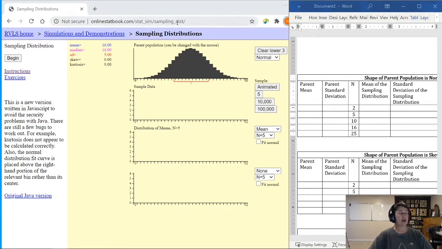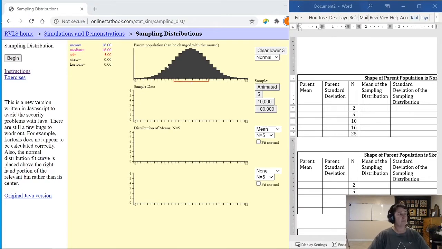I'm going to put the link for this applet in the comments of my video so that you can go to this online stat book and see this applet yourself. But this is how this applet works. It's just going to help us to discover and to see what a sampling distribution looks like.